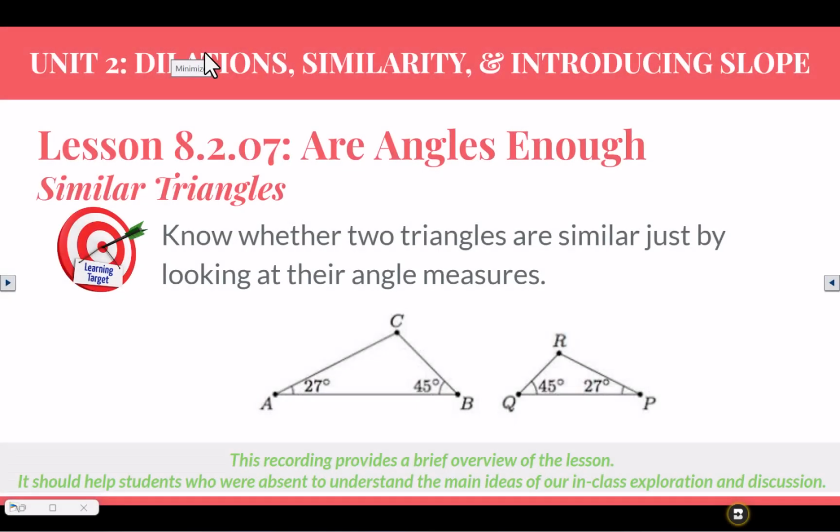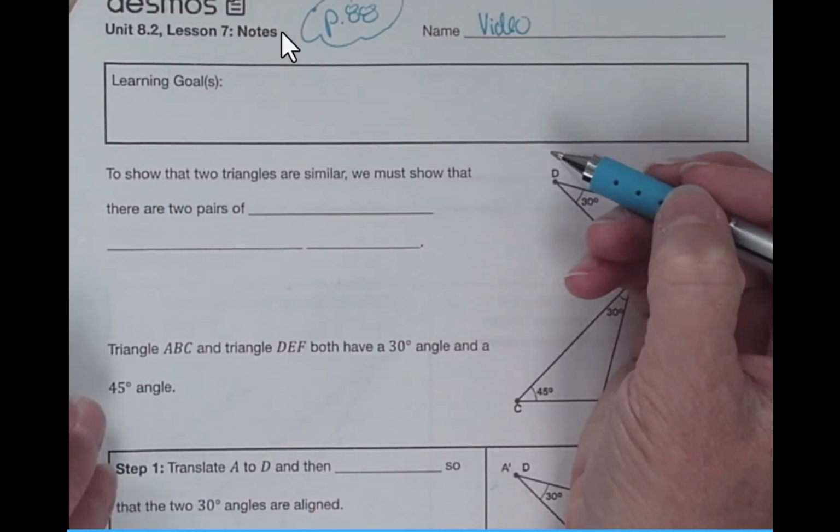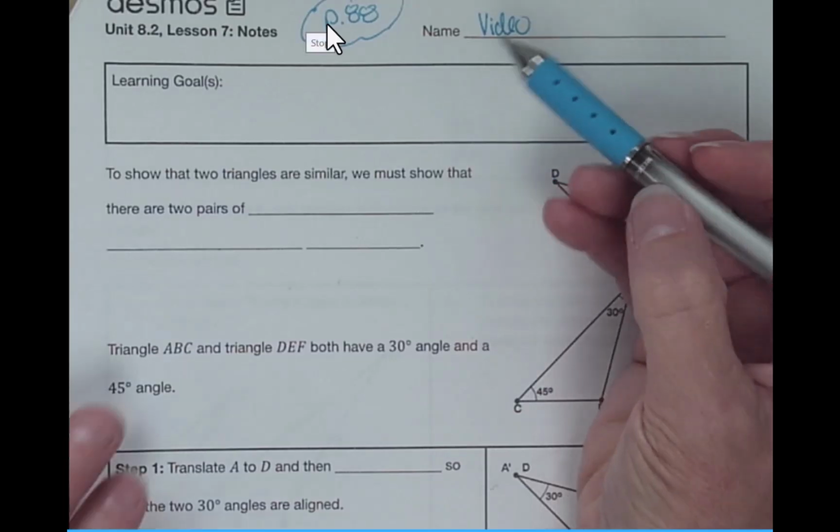Lesson 827, Are Angles Enough? Similar Triangles. In this lesson, we'll get to know whether two triangles are similar just by looking at their angle measures. All right, let's sum up what we did in our activity in class today.